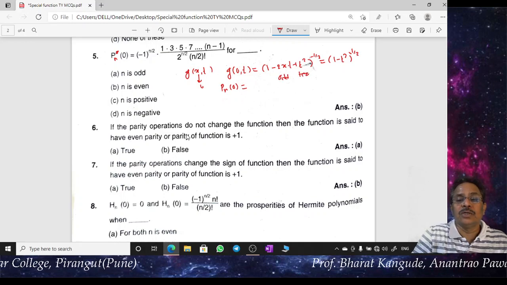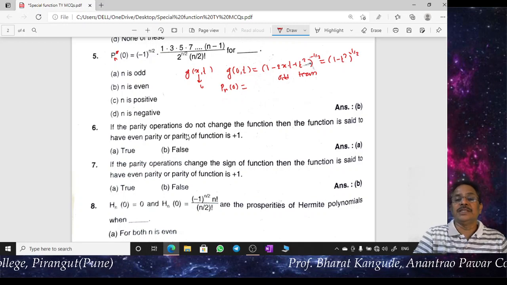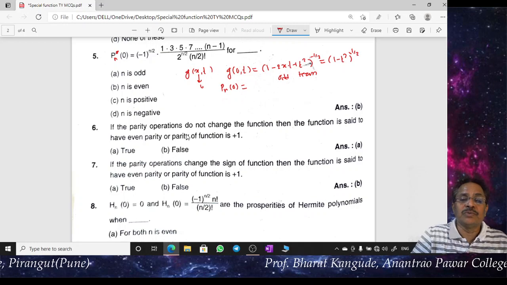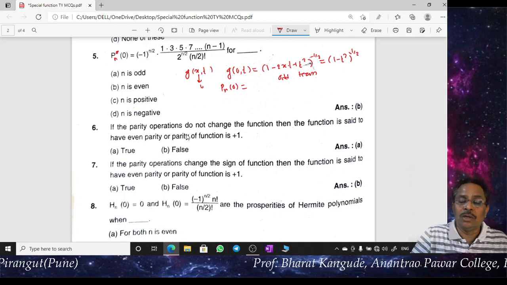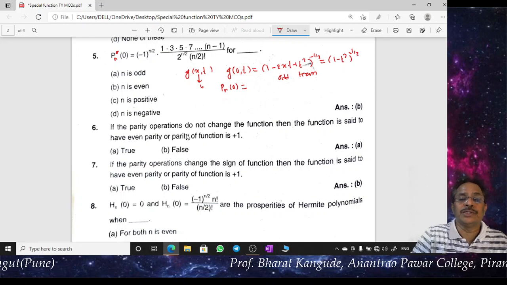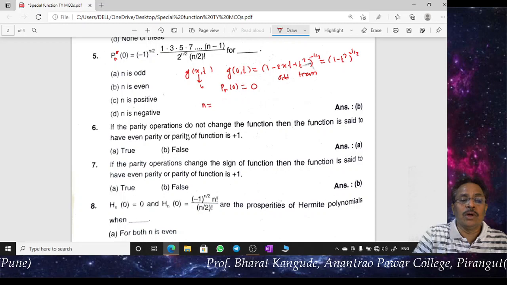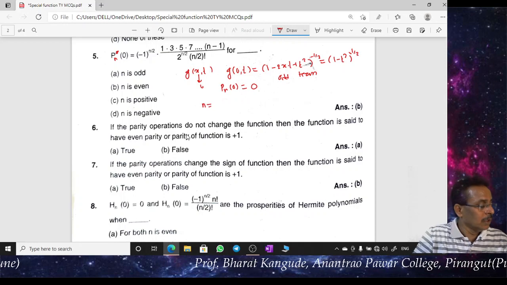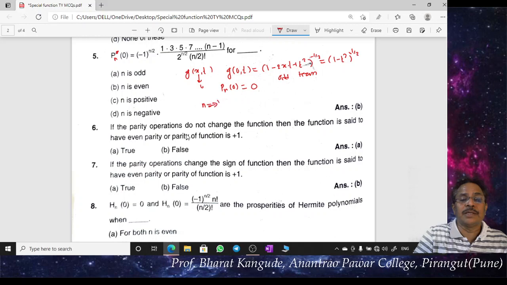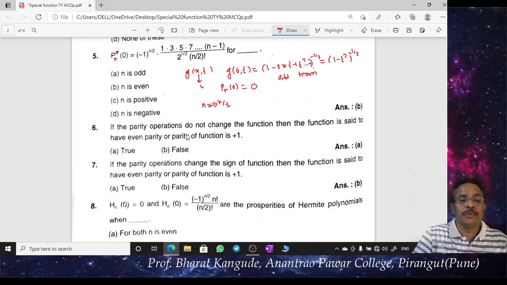Odd terms do not appear in this expression of (1 − 2xt + t²) raised to minus half, and that's why for all odd n, Pn(0) is equal to 0. For even n, if n is replaced by n/2, then we get this series here.